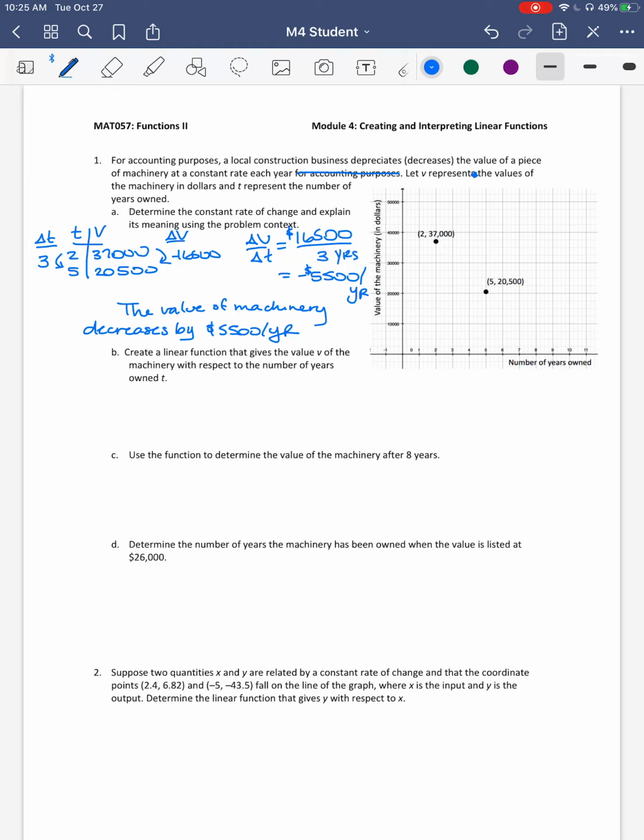All right, part B says to create a linear function that gives the value of the machinery with respect to the number of years owned. Essentially we have that general form of a linear function that I'm going to use. We have our CROC. We just need to pick one of the 2 points as our reference point. If I were to pick the first one, here's how I would write it. So maybe you write your formula this way.